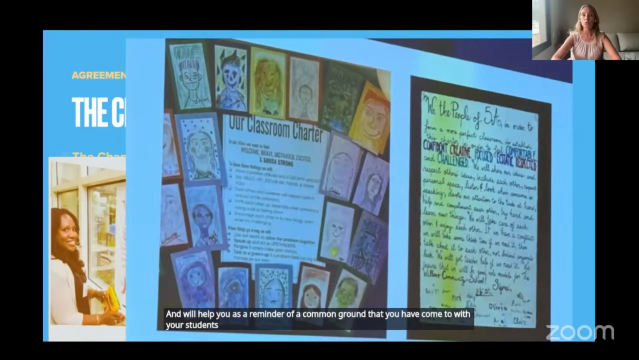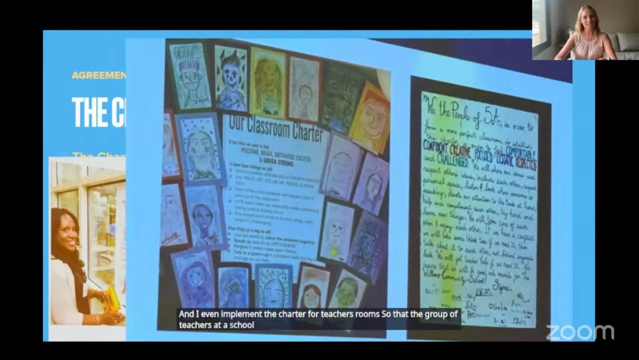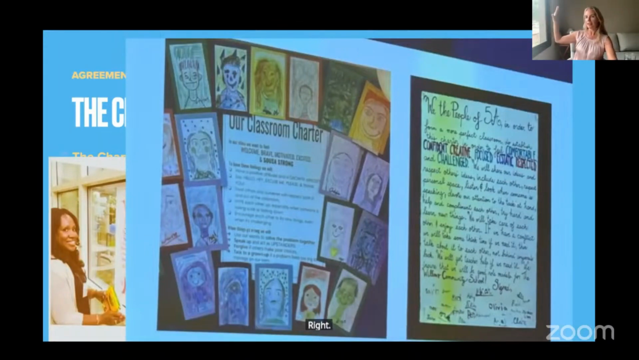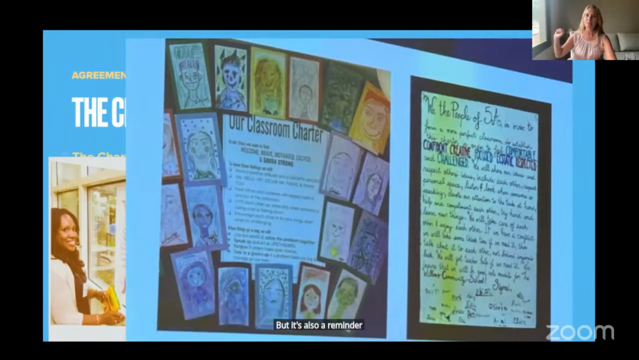So what you need to consider, I have been implementing the charter at schools for 2 years now. And I even implement the charter for teachers' rooms, so that the group of teachers at a school create their own charter, right? And it's visible there in the teachers' room. And it's a reminder of the importance, the impact, the meaning that we teachers create when we teach. But it's also a reminder of those things that are acceptable and non-acceptable within these environments.